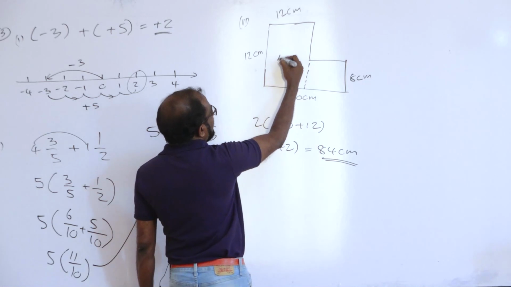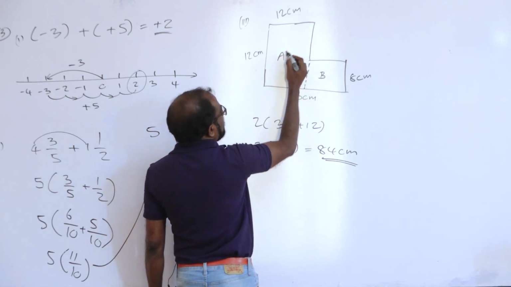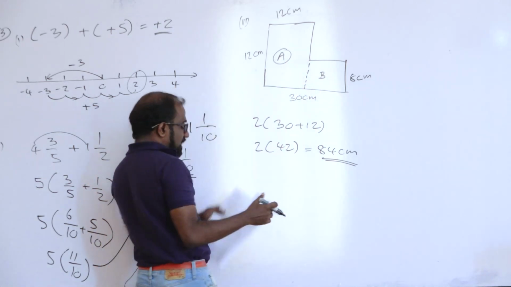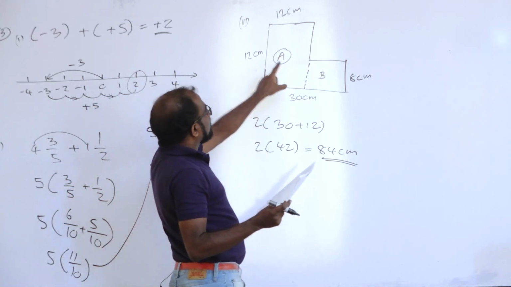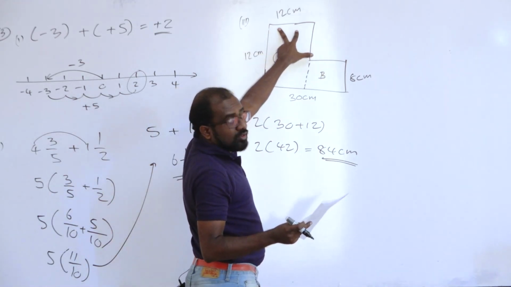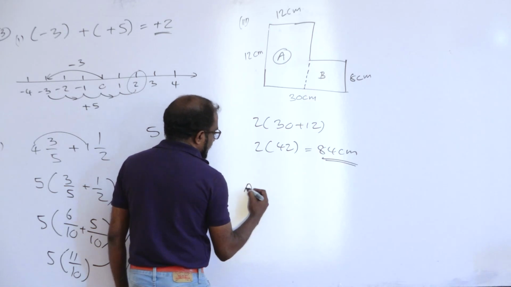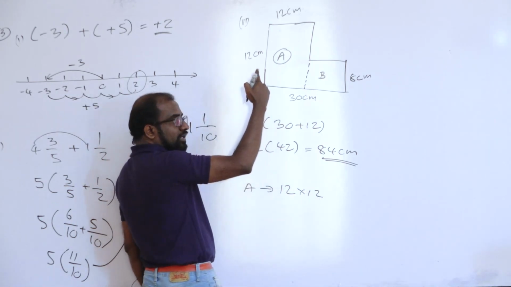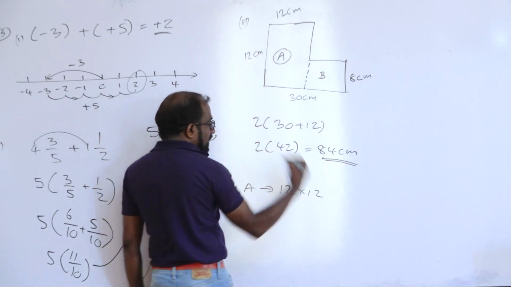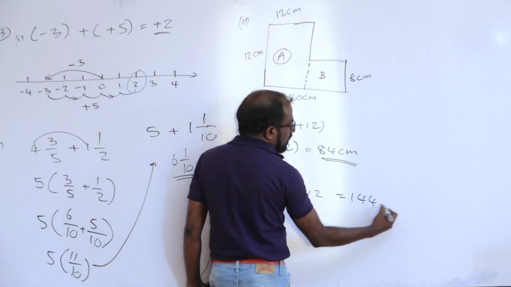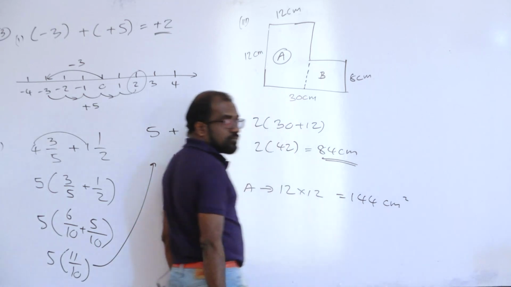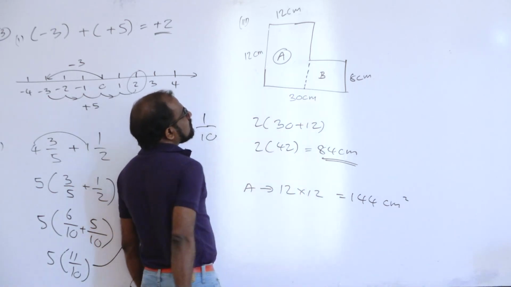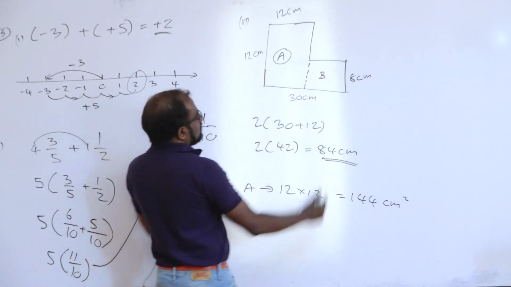This rectangle, make this A and this B. Right, rectangle A, not rectangle, it's a square. Length 12, breadth 12. And part A, length into breadth, 12 times 12, 144 square centimeters.